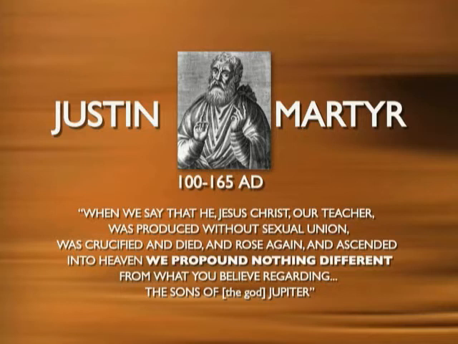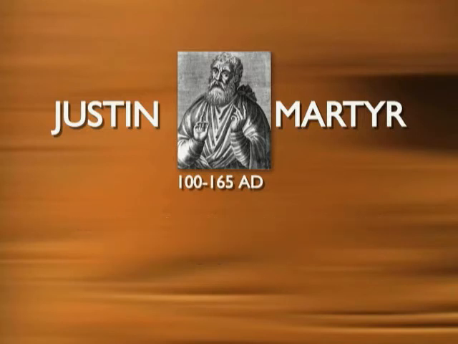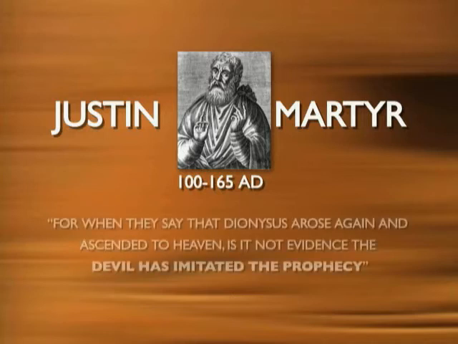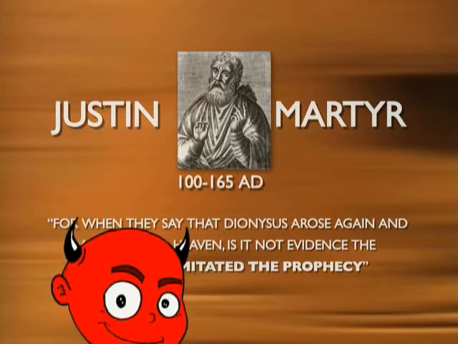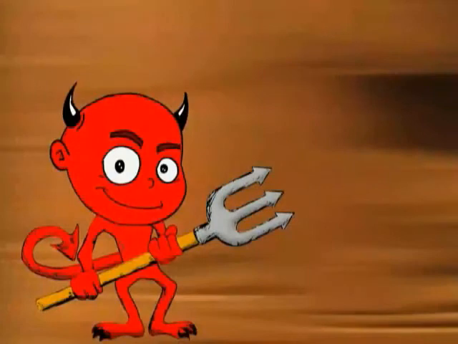In a different writing, Justin Martyr said, "He was born of a virgin, except this in common with what you believe of Perseus." It's obvious that Justin and other early Christians knew how similar Christianity was to the pagan religions. However, Justin had a solution. As far as he was concerned, the devil did it. The devil had the foresight to come before Christ and create his characteristics in the pagan world.